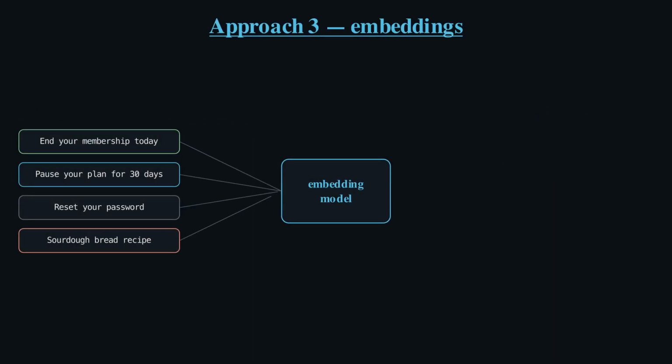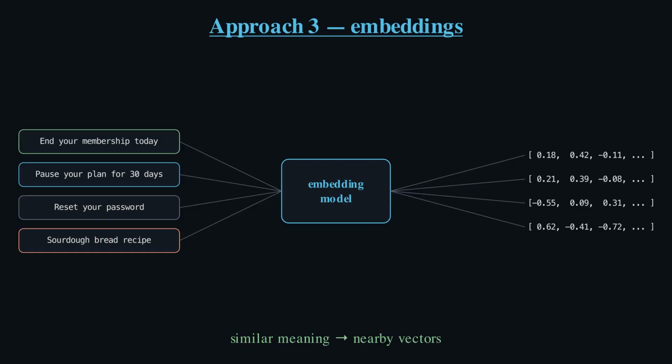Approach 3 is embeddings. An embedding model reads every article and converts it into a vector, which is a long list of numbers, in such a way that articles with similar meaning end up near each other in space. "End your membership" and "pause your plan" land in the same neighborhood. The sourdough bread recipe article lands far away.